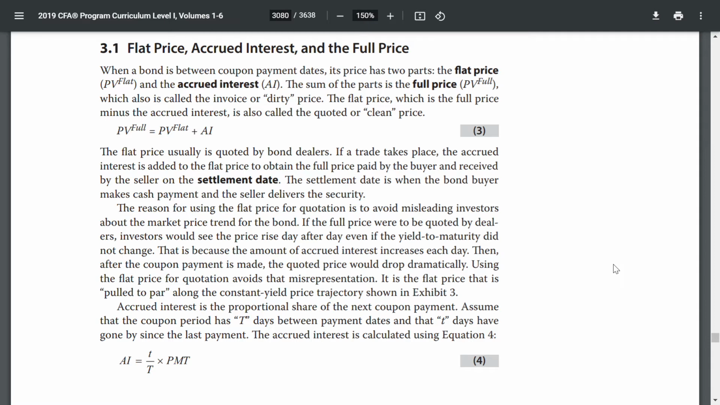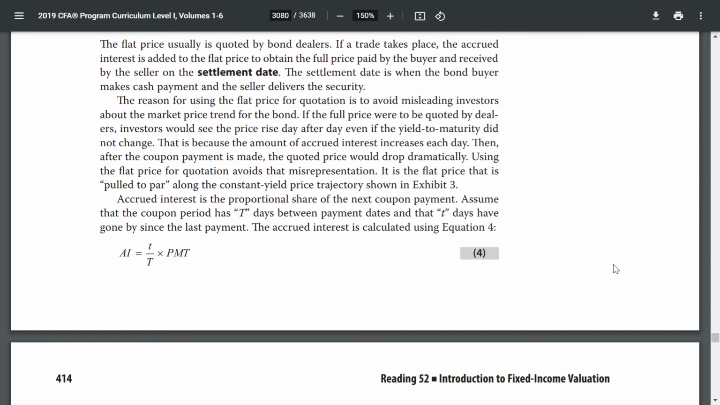The flat price usually is quoted by bond dealers. If a trade takes place, the accrued interest is added to the flat price to obtain the full price paid by the buyer and received by the seller on the settlement date. The settlement date is when the bond buyer makes cash payment and the seller delivers the security. The reason for using a flat price for quotation is to avoid misleading investors about market price trends for the bond.